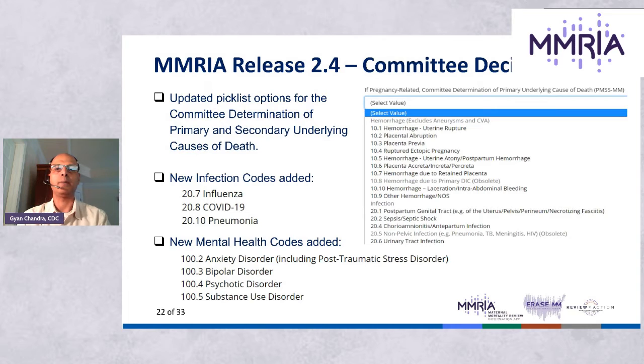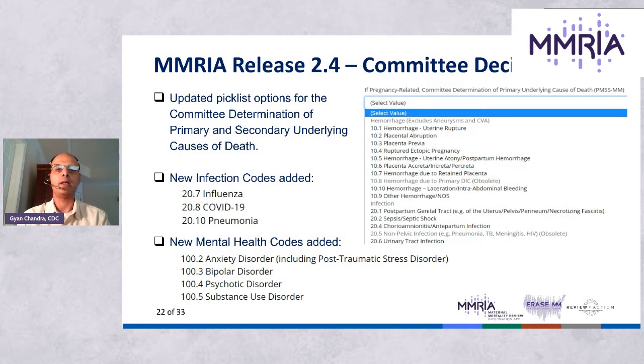The pick list options for the committee determination of primary and secondary underlying causes of death have been updated to match the printed version of the updated committee decisions form, including new PMSS codes for COVID-19. Obsolete pick list options have been grayed out, preventing their selection in MMRIA during data entry. Also, the overall cause of death categories such as hemorrhage or infection are no longer selectable to encourage committees to determine a specific cause of death. Julie Zaharatos sent out the updated committee decisions form last week, and we encourage you to use this version of the form during your next MMRC meeting.